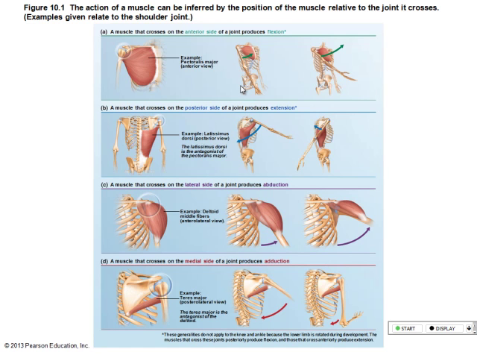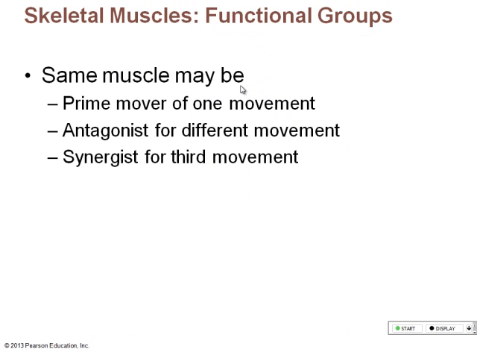They were in lab. We did it when we discussed joints. Synovial joints, all those different movements, way back when we did bones. You know these. These are the muscles associated with those actions. So, muscles can be prime movers for one movement, antagonists for another movement, and a synergist for a third movement. They can be all three, depending on what the movement is.